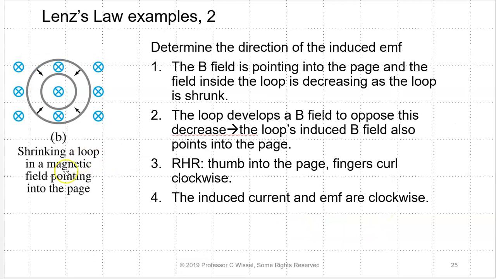Now, we are shrinking a loop in a magnetic field that is pointing into the page, and we're going to determine the direction of the induced EMF. The B field is pointing into the page, and the field inside the loop is decreasing as the loop is shrunk. The loop will develop a magnetic field to oppose this decrease. So the loop's induced field also points into the page. So we take our right-hand rule, thumb into the page, and the fingers curl clockwise around the loop. So the induced current, if any, and the induced EMF are clockwise.